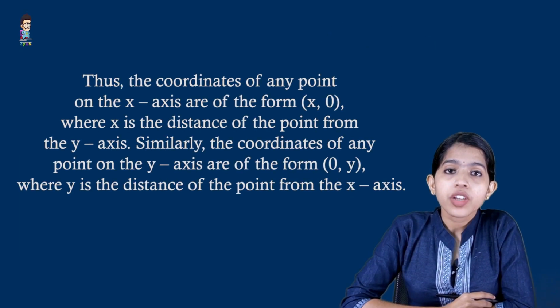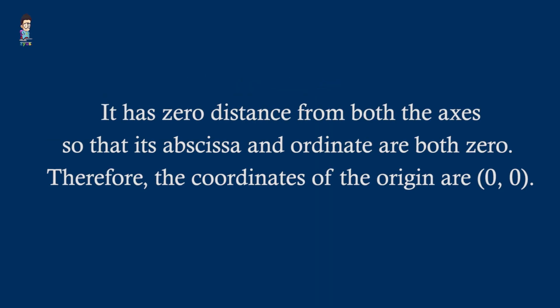Consider a point on the x-axis and it is of the form x, 0 where x is the distance from the y-axis. Similarly, consider a point on the y-axis and it is of the form 0, y where y is the distance from the x-axis. What are the coordinates of the origin O? It has 0 distance from both the axes, so its abscissa and ordinate are both 0. Therefore, the coordinates of the origin are 0, 0.